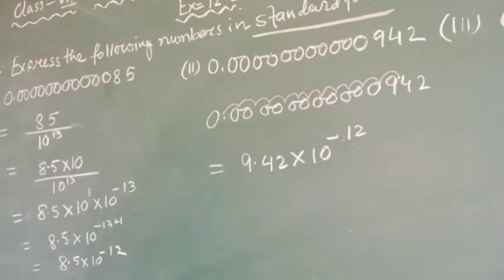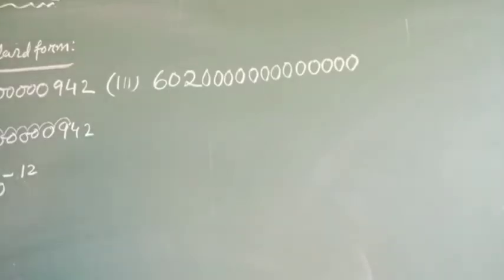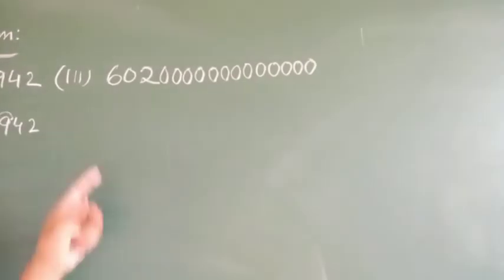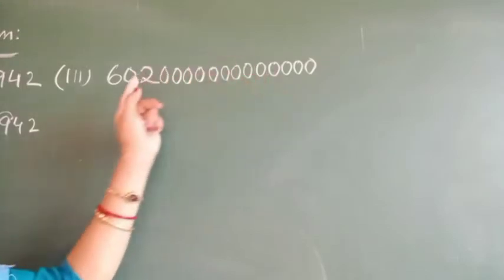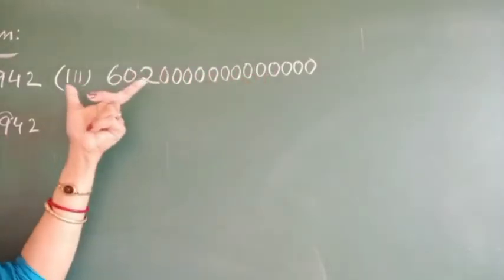Next question is, look at this question, question number 3. It is 602 into 10 to the power. These are on the right side, not a so small number. This is a very large number.